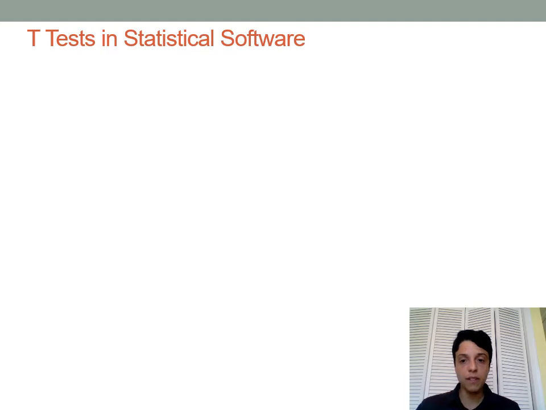So I'm just going to give you an example of one kind of output from Stata, which is a software package that's used pretty commonly in the social sciences, and show you how to interpret it and what things correspond to different parts of the t-test.